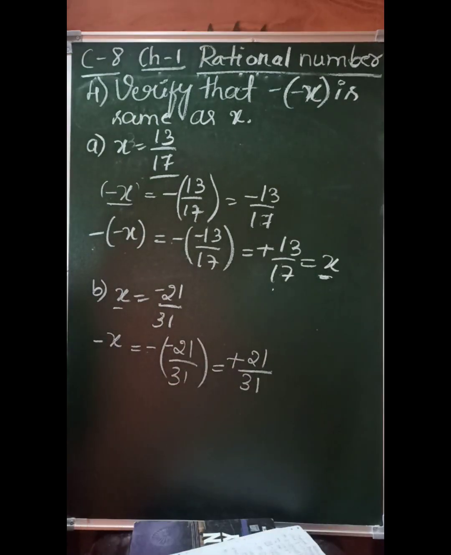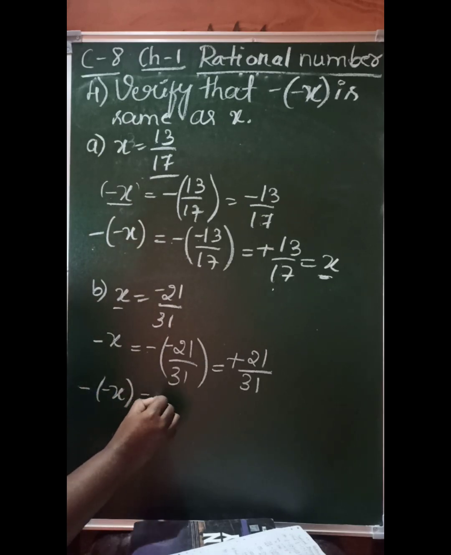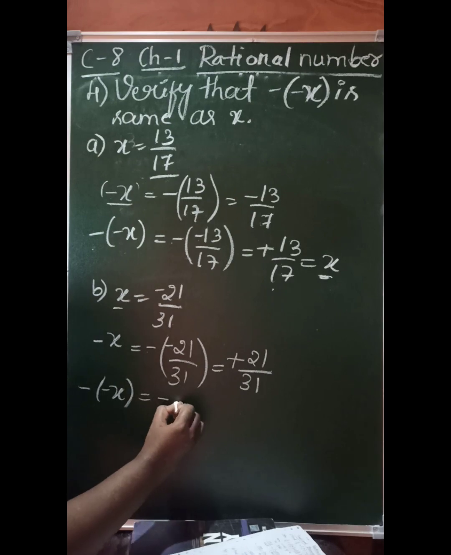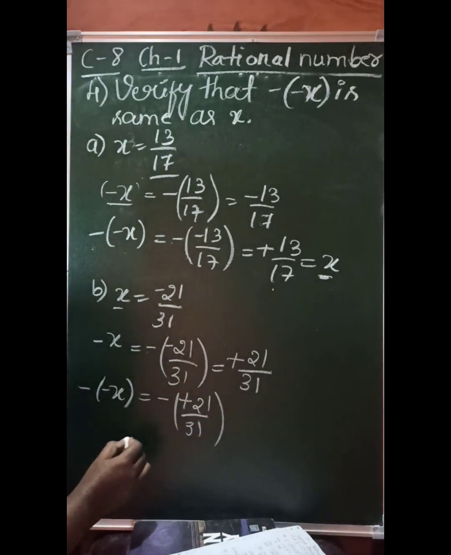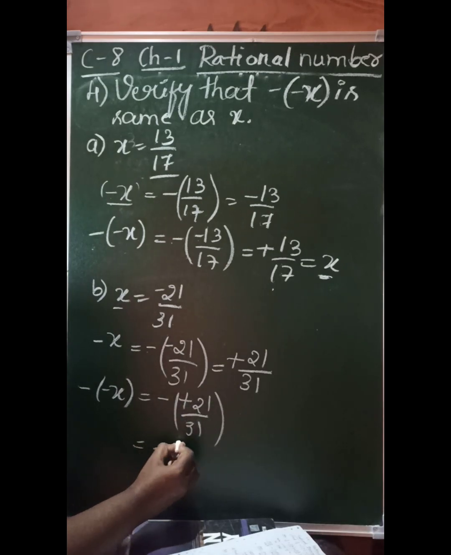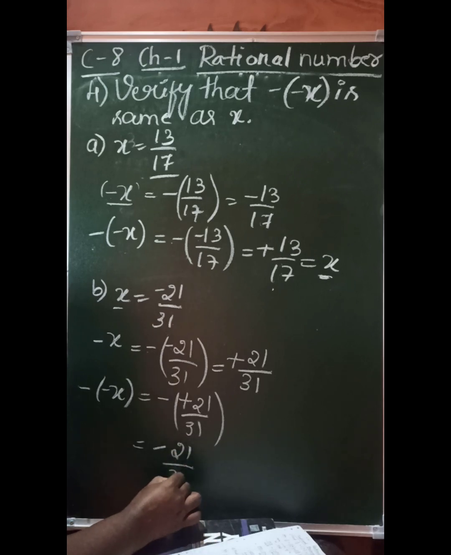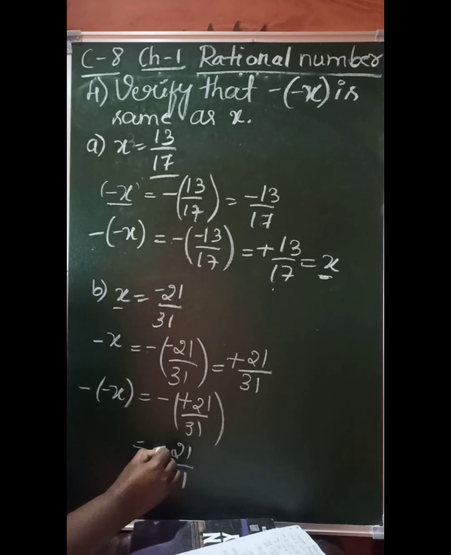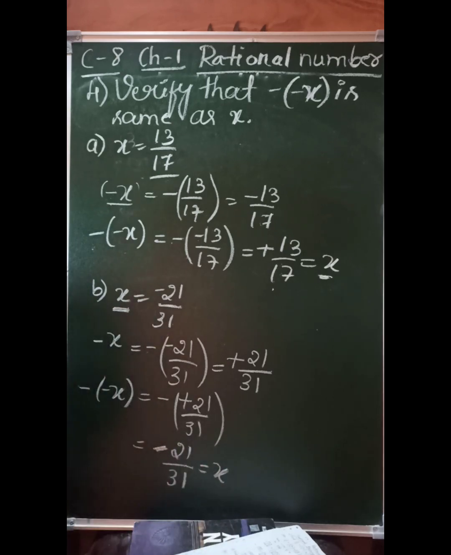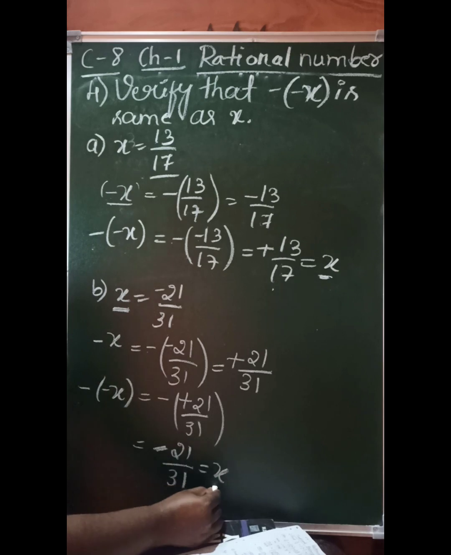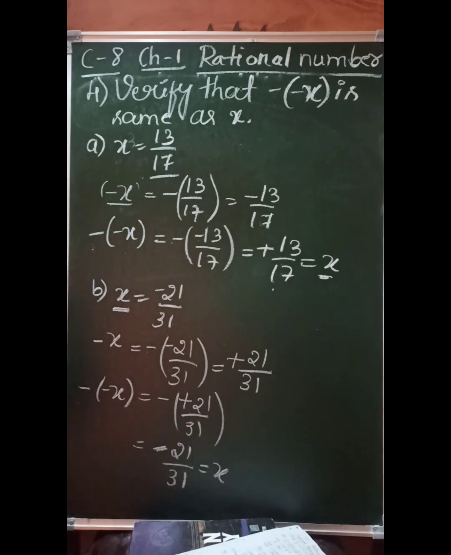In the next step what we have to do? Again multiply minus to minus x. So here also you have to multiply to plus 21 by 31. So as we know that minus into plus is minus 21 by 31. See, this value is equal to what? X. That is what they given here. So minus of minus x will be equal to x. This is how you have to verify the given problem.